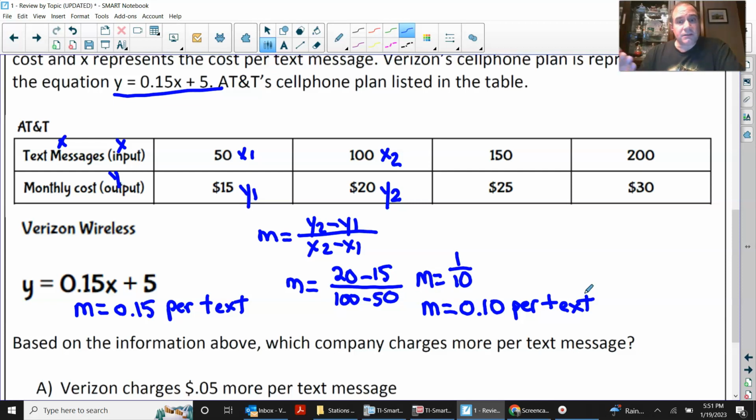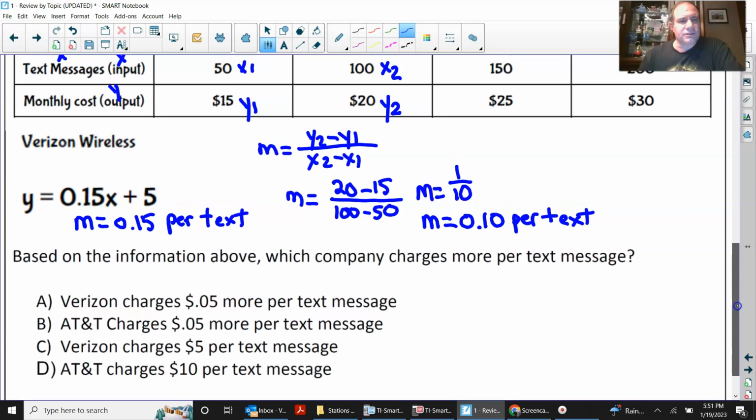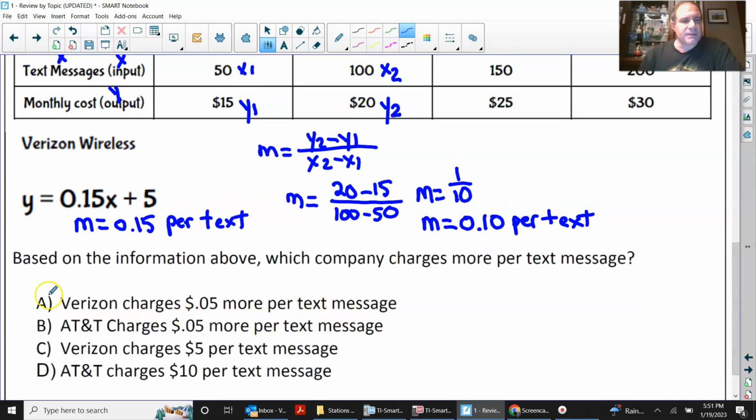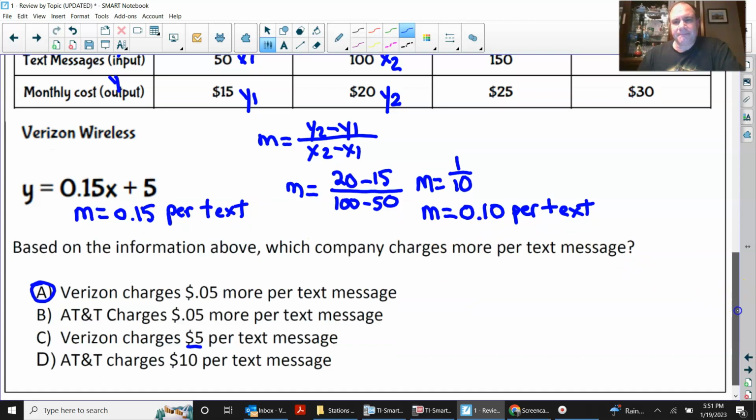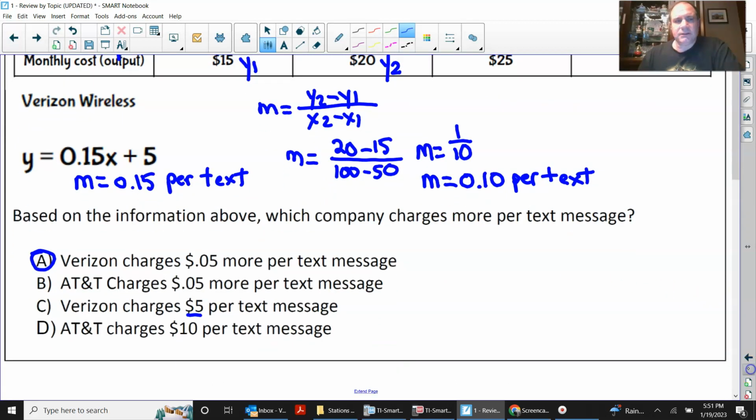So which company charges more? Verizon charges 5 cents more per text message. And that's it. Not $5, by the way. This is 5 cents. All right, be careful with that one.